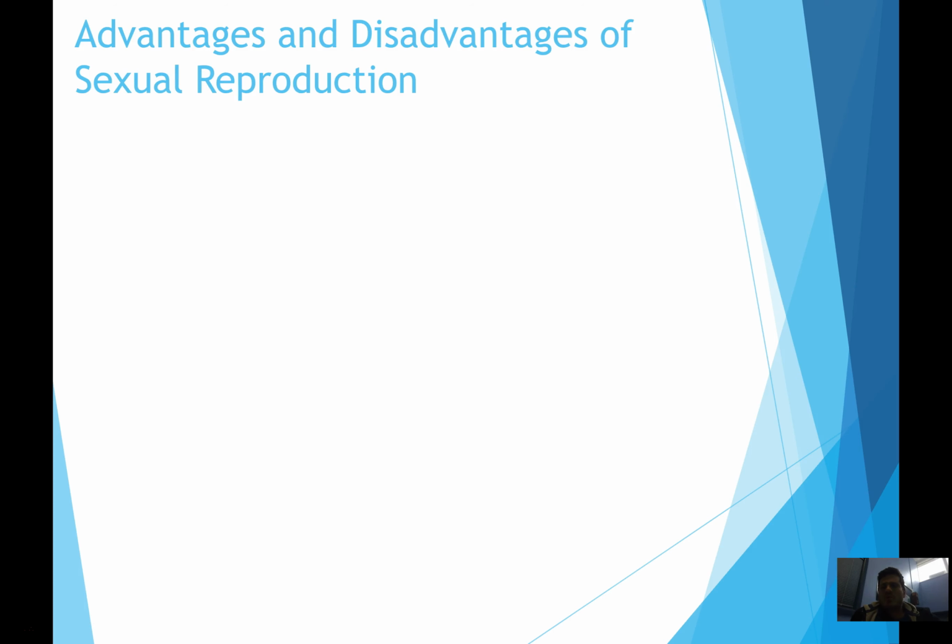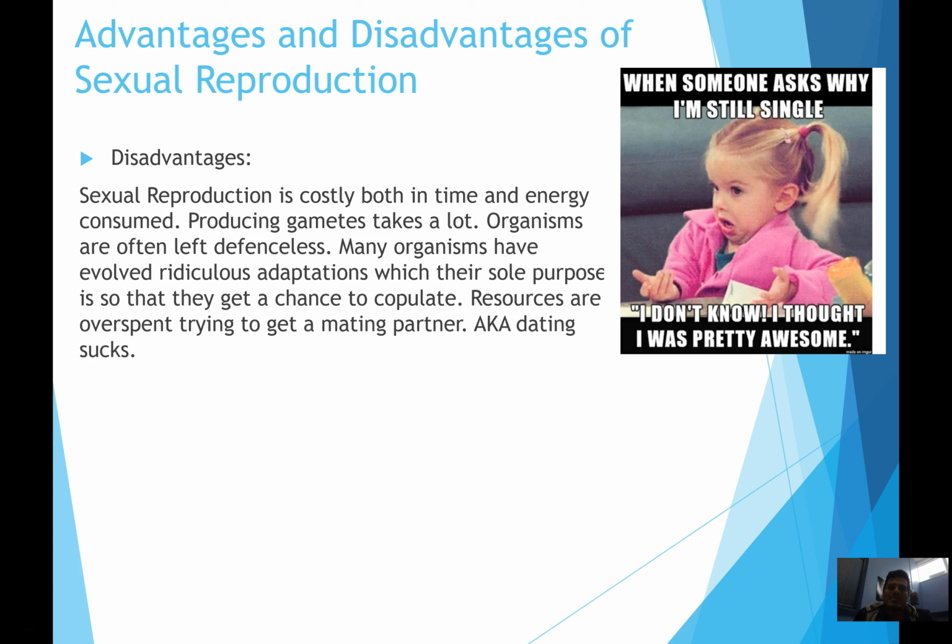Now, what's really important when we're talking about sexual reproduction, just like asexual reproduction, is the advantages and disadvantages. It's really easy to remember because it's just flipped on its head. Whatever is an advantage for sexual reproduction was a disadvantage in asexual reproduction. So in terms of disadvantages, there's lots, okay? Sexual reproduction is costly in both time and energy consumed, okay? Producing gametes takes a lot of energy and a lot of time, okay? Organisms are often left really defenseless, both in the process of producing gametes and in the process of copulation.